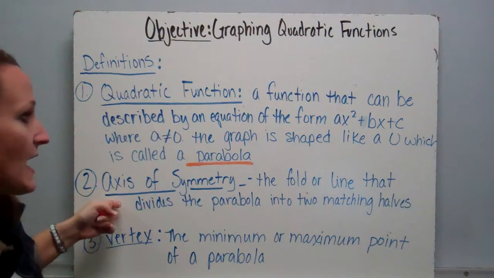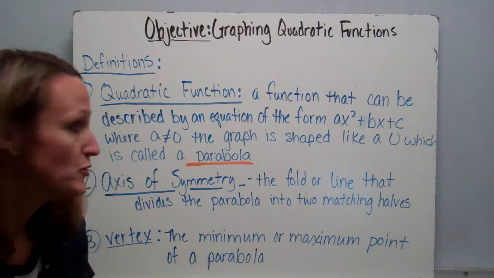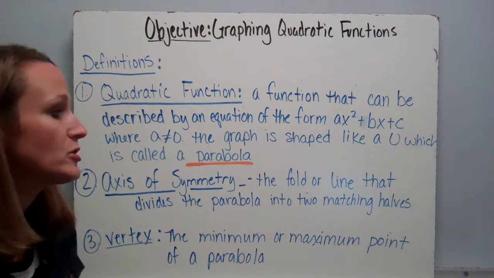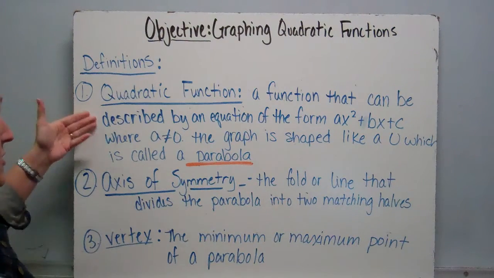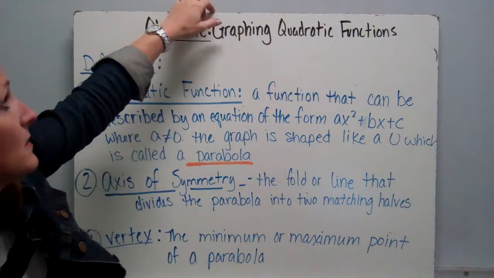Then we have something called the axis of symmetry, which is the fold or the line that divides our parabola, our U, into two matching halves. And then we have something called the vertex, which is the minimum or maximum point of the parabola. Okay, so quadratic function, axis of symmetry, and vertex are words that you're going to hear a lot.